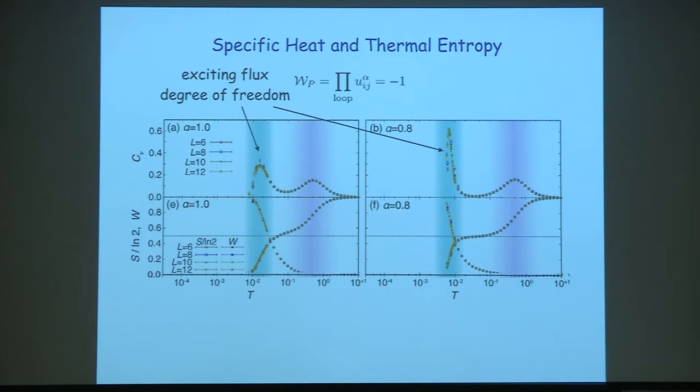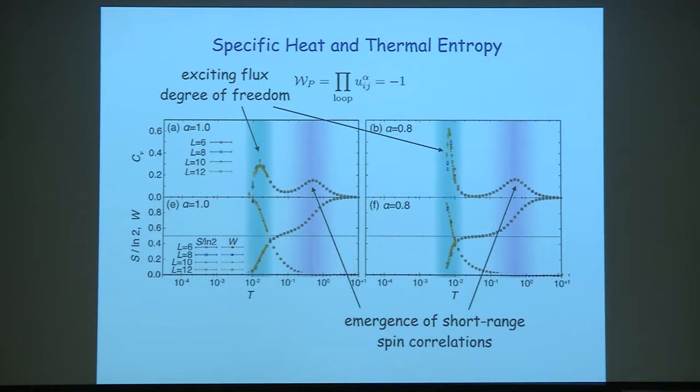And the interpretation is as follows. This first peak corresponds to exciting the flux degree of freedom. In fact, that energy scale is the energy scale of the flux excitation. The second peak is just the emergence of short-range spin correlation. Basically, above that, the system is essentially classical. So when I come down in temperature, when you first encounter this peak, you develop the quantum short-range spin correlation. Then basically below this line, you are entering a ground state.